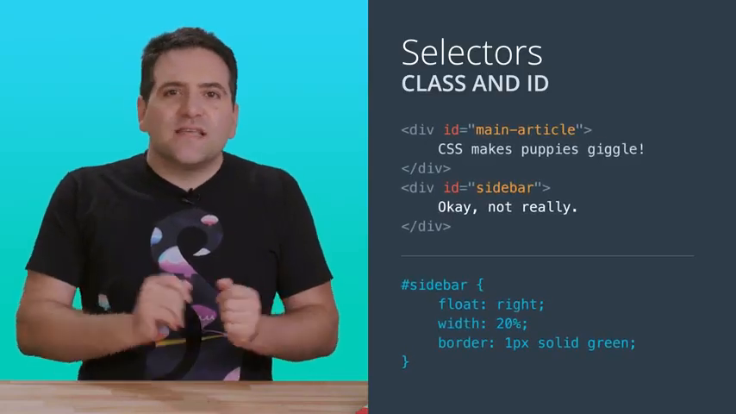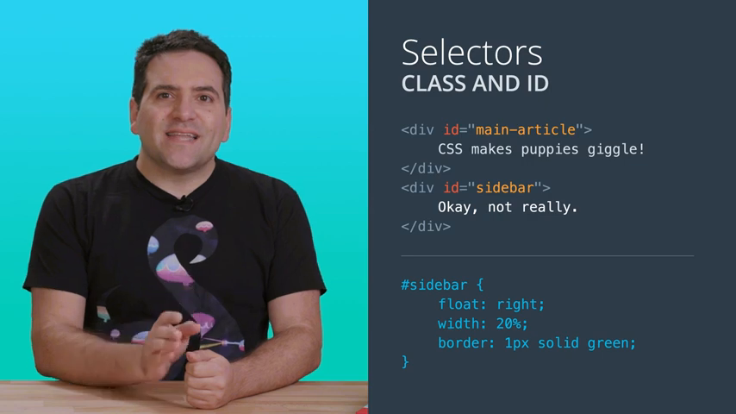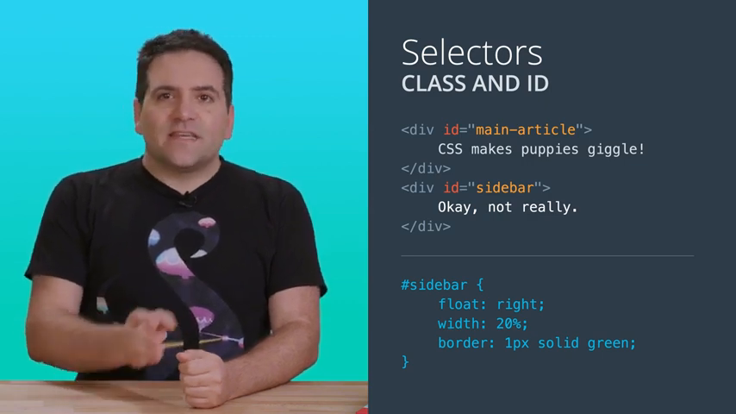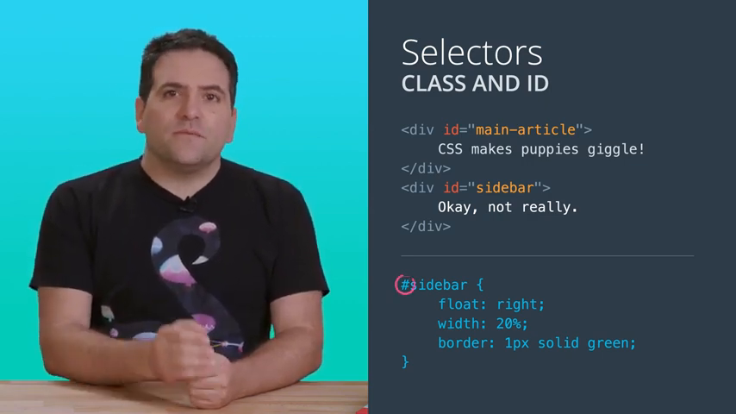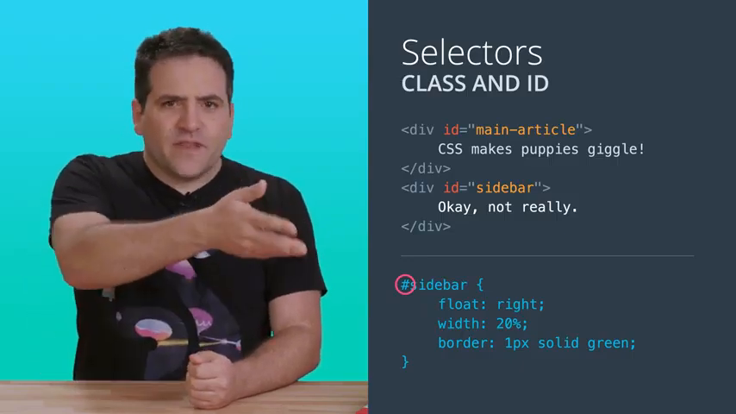ID values come from the same place that class values do. You just make them up. But to apply a style to elements by ID, instead of a dot in the selector, you put a hash mark, or a number sign, or one of these things anyway.